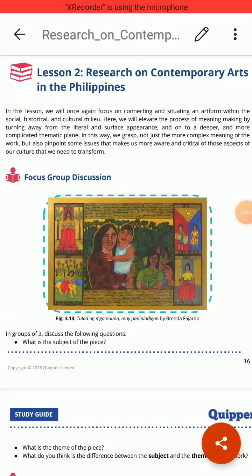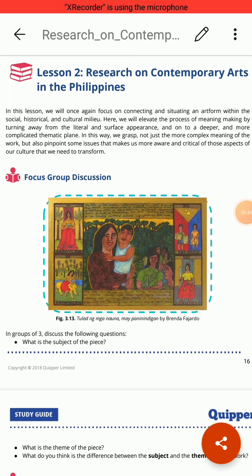Good morning. We are on our lesson 2 in Unit 3, Research on Contemporary Arts in the Philippines, where in this lesson, we will once again focus on connecting and situating an art form within the social, historical, and cultural milieu. So, diri ang lesson, topic na to is about the difference between subject matters and themes. We will elevate the process of meaning making by turning away from the literal and surface appearance and to a deeper and more complicated thematic plane.